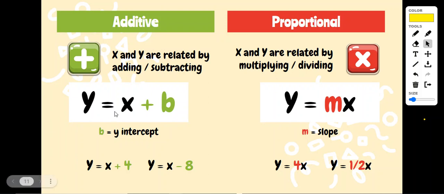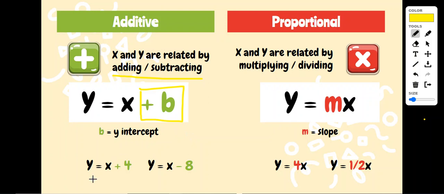In an equation, we know that x and y are being related by either multiplying or adding or subtracting. If we see an equation where they are related by addition or subtraction, then it is an additive relationship. The amount that's being added or subtracted is at the end, it's usually plus or minus, and we use the letter b to denote that value. Remember that b is the y-intercept, which is where your graph crosses the y-axis on the coordinate plane.